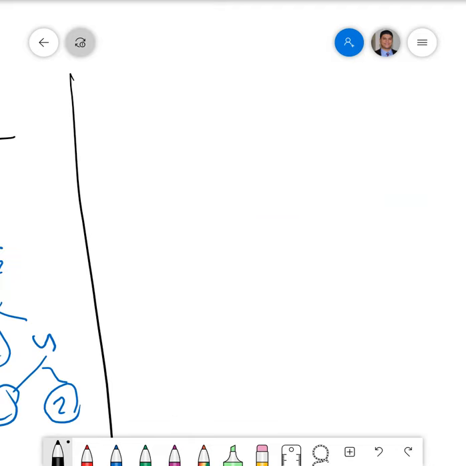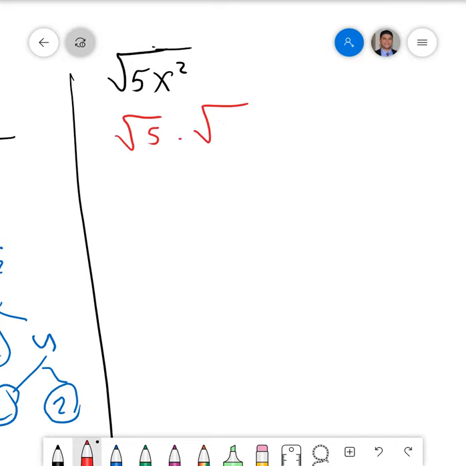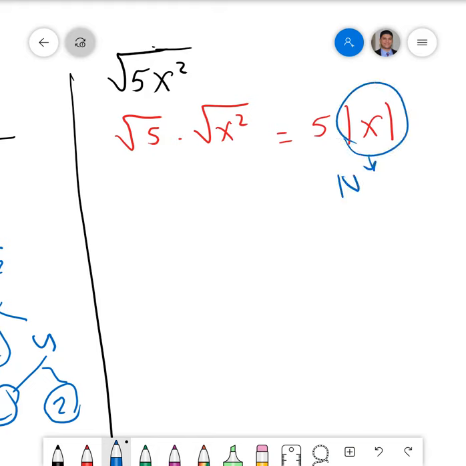Another example, square root of 5x squared. Here we can distribute the square root as square root of 5 times square root of x squared. That must be 5 absolute value of x. But I said before here x represents a non-negative number, so we can write it without the absolute value as 5x.